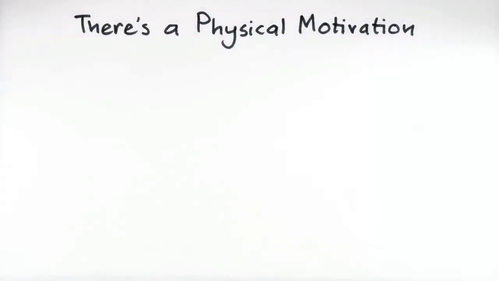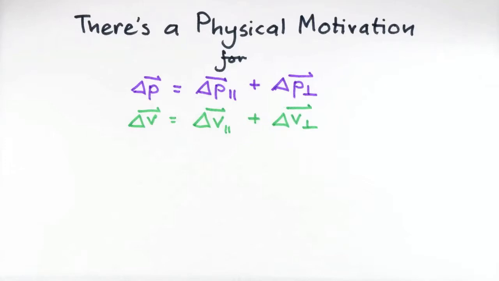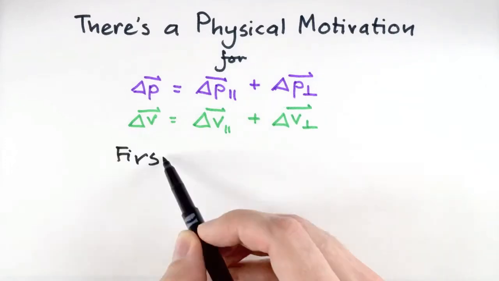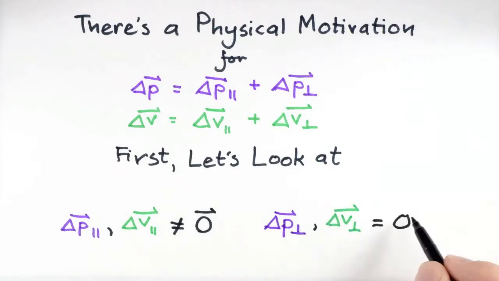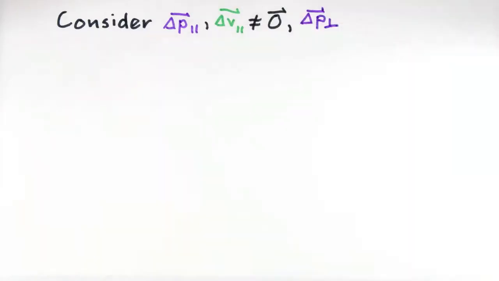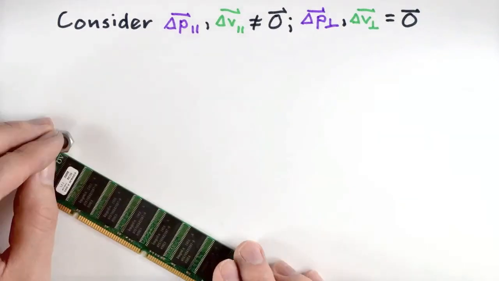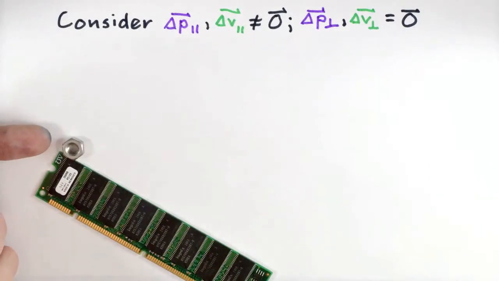Let's now provide some physical motivation for thinking about changes in momentum and changes in velocity along these parallel and perpendicular directions. First, let's consider the case where delta p and delta v are only changing due to changes along the parallel direction. What kind of motion change would we see? Let's discuss this in terms of the momentum. The same language would apply for describing these motion changes in terms of the velocity. A major feature of this kind of change is that it always occurs along a straight line, along the same line that the object is originally moving.